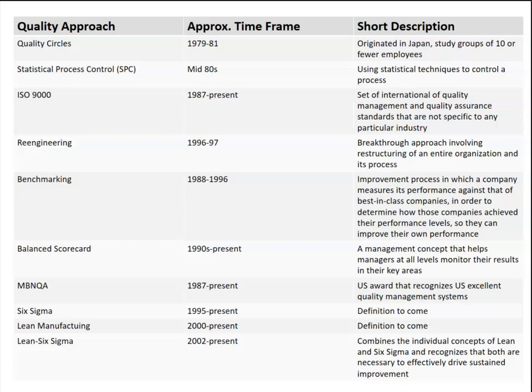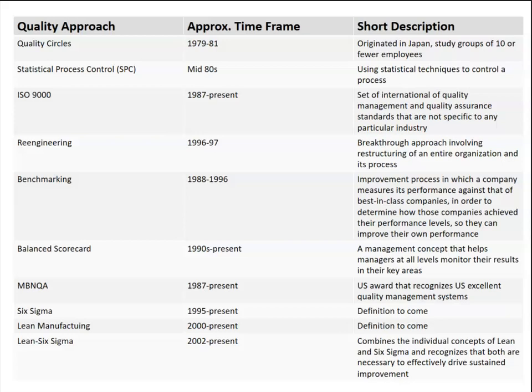The balanced scorecard, a management concept that helps managers at all levels monitor results in their key areas, kind of fell by the wayside. And then the Malcolm Baldrige National Quality Award came out of the late '80s. We'll go over that a little bit. It's an award that specifically goes after North American businesses who exhibit Lean Six Sigma qualities, and they get a reward.